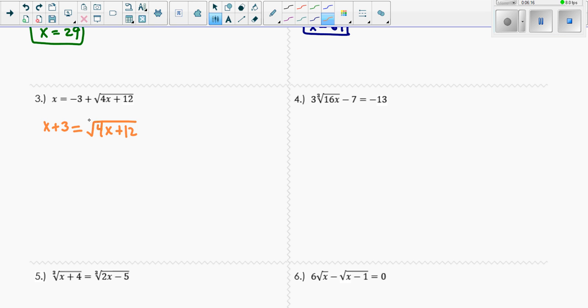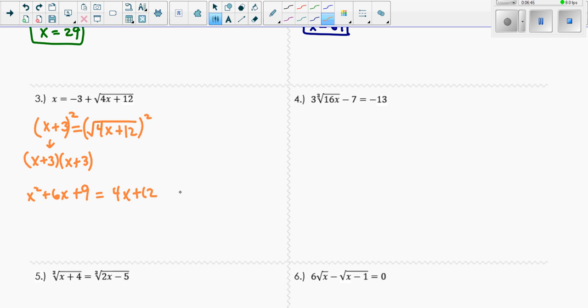Alright, I want to square both sides. This will get rid of the radical. Make sure you square the whole quantity. Remember that this is addition, so in order to get the right answer, you cannot distribute. You will miss the middle term. This is saying x plus 3 times x plus 3, so expand. That gives me x squared plus 6x plus 9. If you distribute instead, you lose that 6x. That equals 4x plus 12.